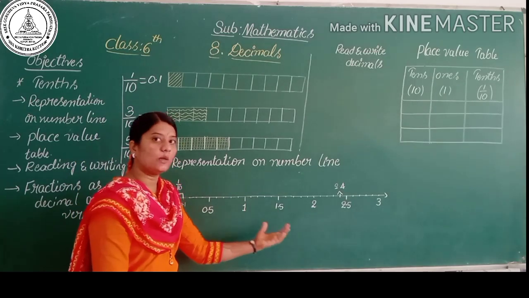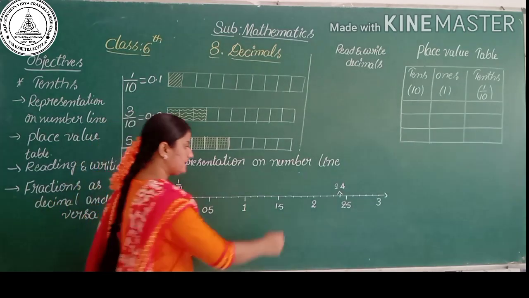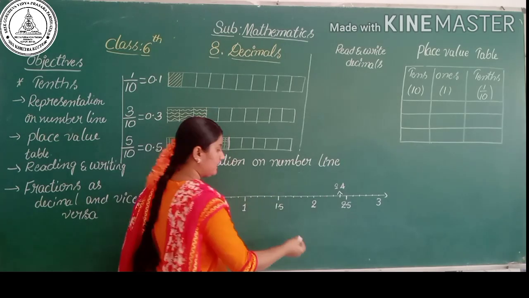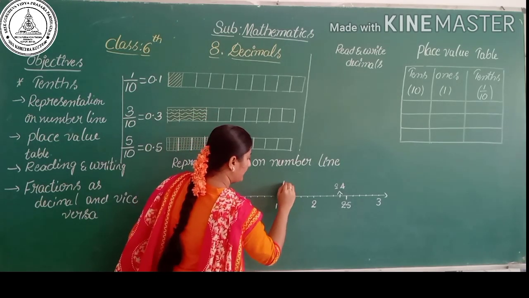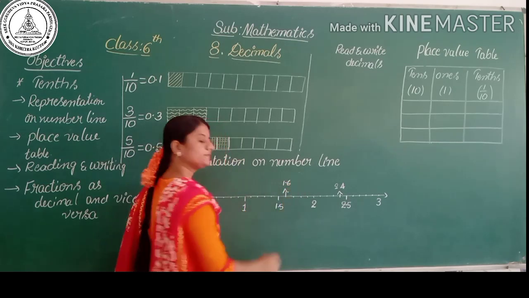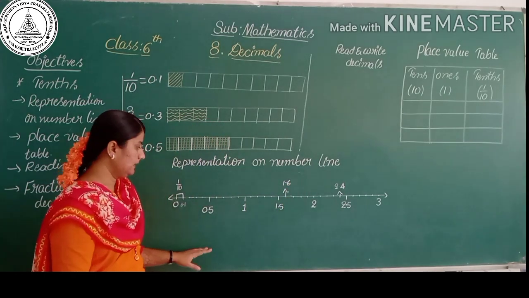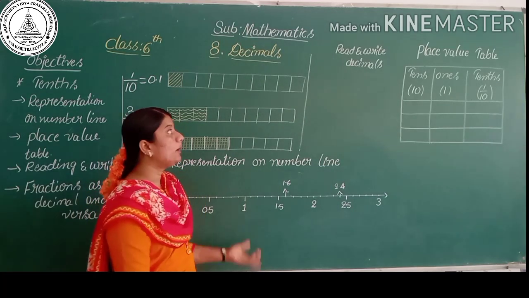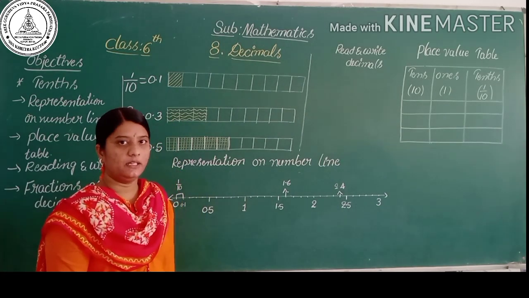1.6 is greater than 1.5. Right? See here, 1.5 is here, after that 1.6. So here there is a 1.6. Is it clear? Yes. Then let's see the place value table and how to read and write the decimal numbers.